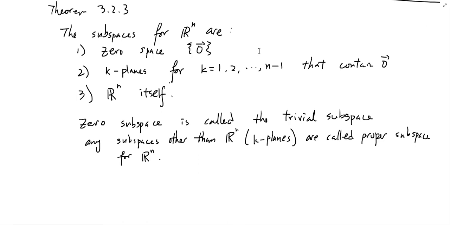Hi everyone. Today we're going to continue our discussion on vector spaces. If I remember correctly, the last thing we talked about was subspaces, and we had some examples of basic subspaces in Rn, and then we also had theorem 3.2.3, which states that for Rn all the subspaces would be k-planes.